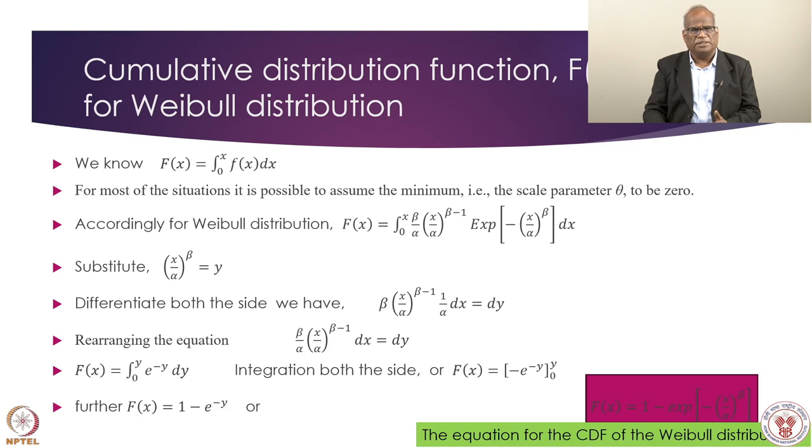Now if you have to estimate the cumulative distribution function for the Weibull distribution, we have F(x) equal to the integration of the PDF, that is f(x) dx. We have removed the theta value for simplicity. So as I discussed, now we have the cumulative distribution function, or failure probability function, F(x), which is the integral from 0 to x of beta upon alpha times the whole distribution with respect to dx. Now again the substitution comes.